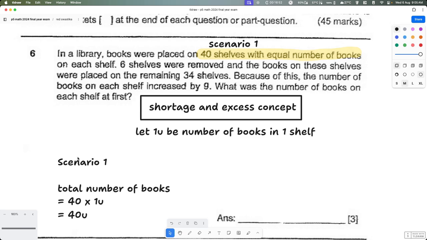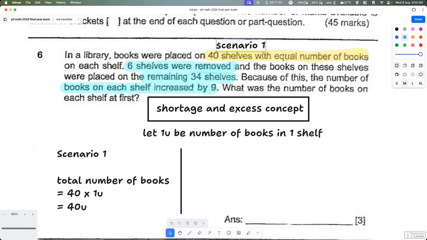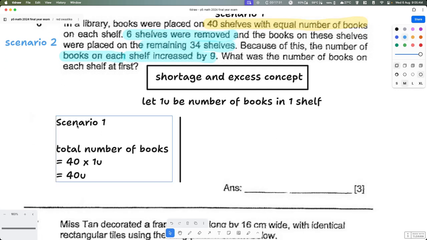Okay, pretty straightforward, right? So then for scenario number 2, we have two scenarios, right? So 6 shelves were removed, and then the remaining 34 shelves. So each shelf increased by 9. So books on each shelf increased by 9. Gonna put this as scenario 2. Gonna make this blue. So scenario 2.